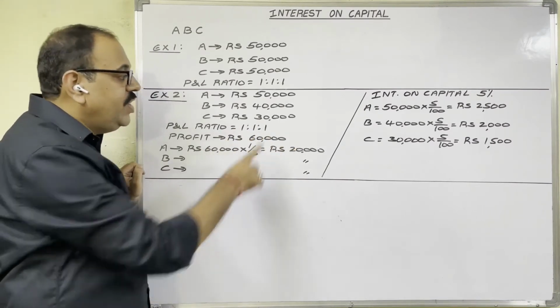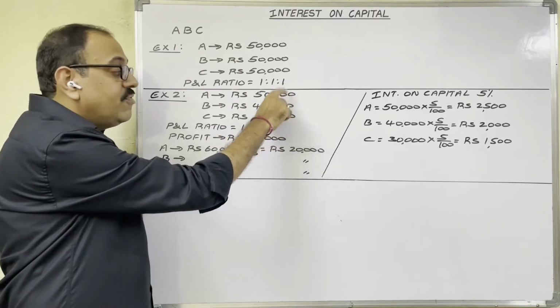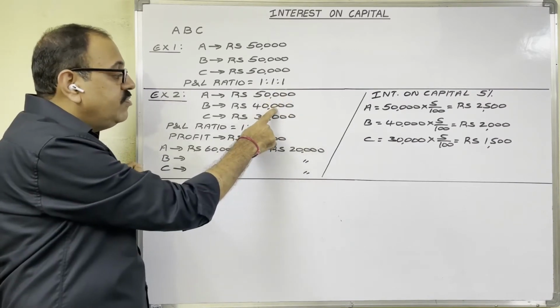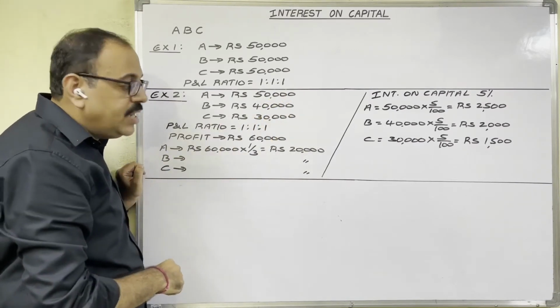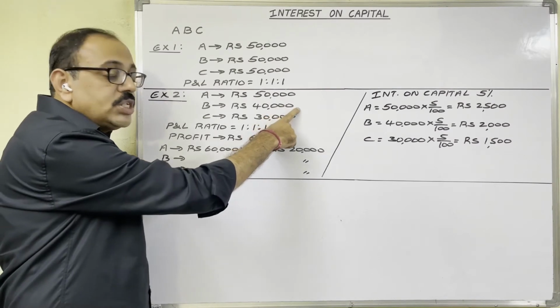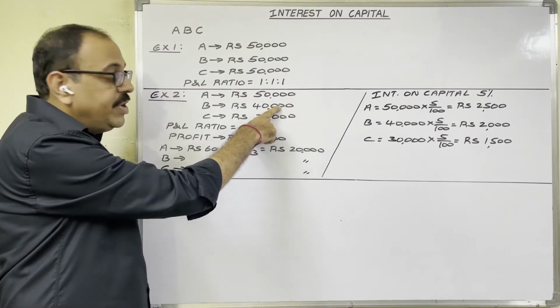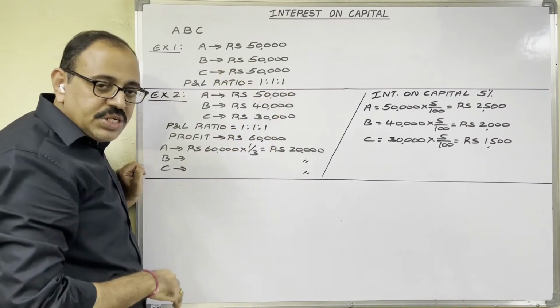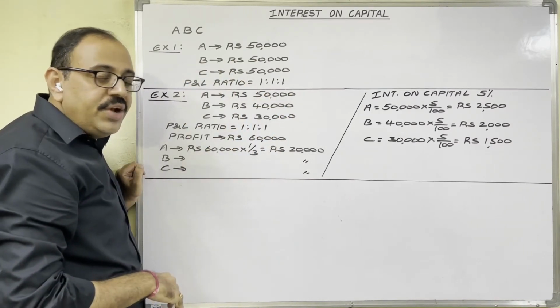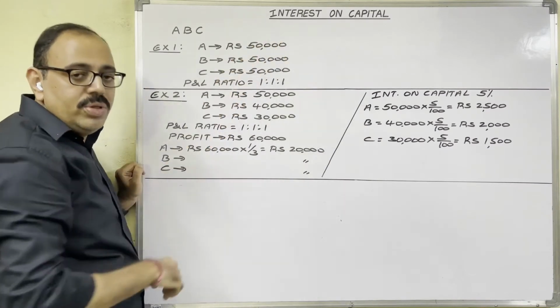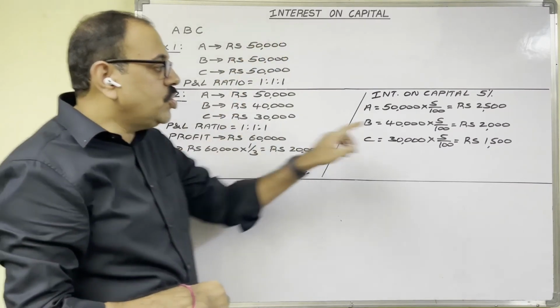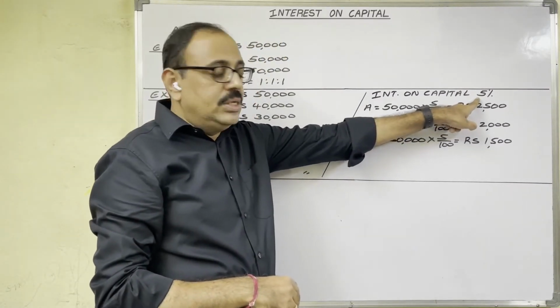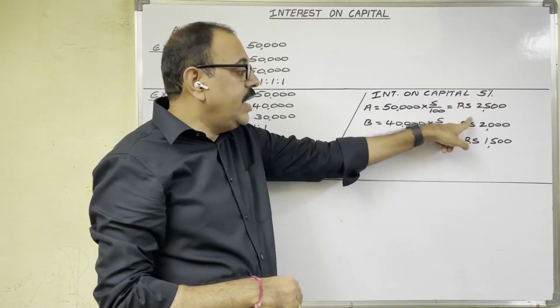So A is giving extra benefit to the firm in the form of capital when compared with B and C. Similarly, B is giving some extra benefit to the firm in the form of capital when compared with C. So A and B need some compensation. Therefore, interest on capital will be allowed to them. Assume interest on capital is 5%. Then how much amount does A get?